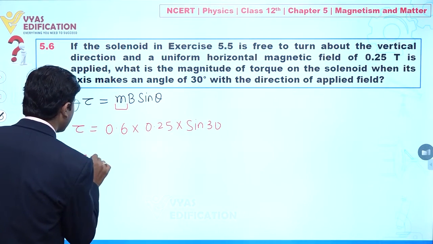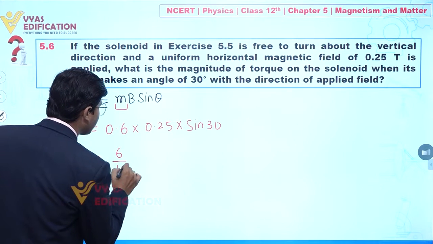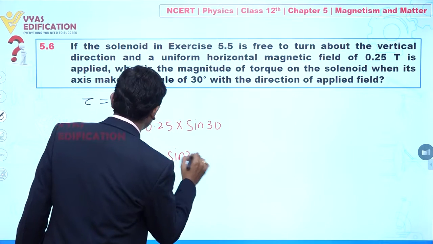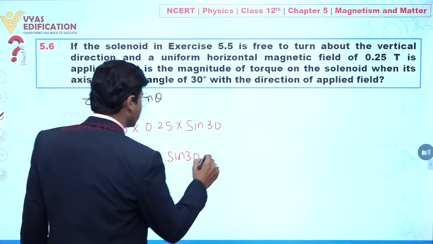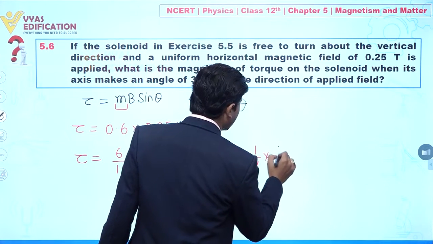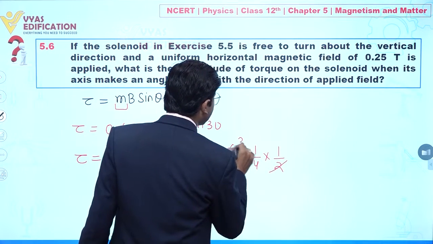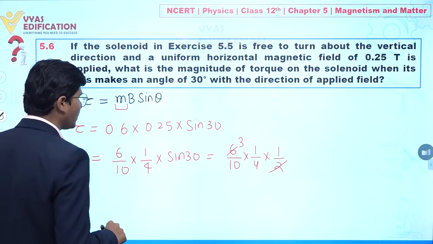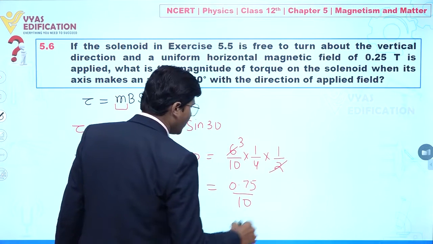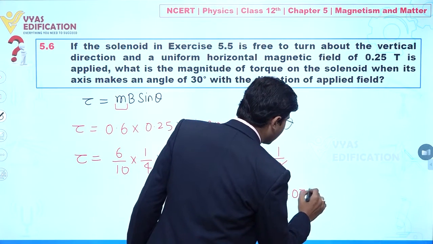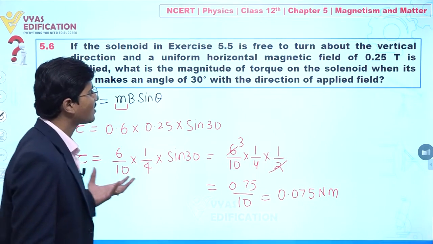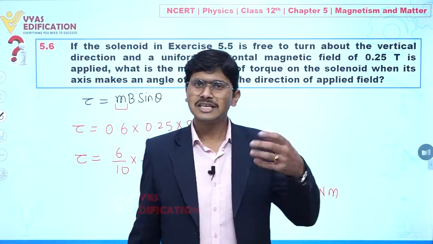Clear? So from here we can write this as 6 by 10 multiplied by 1 by 4 into sine of 30. Clear? From here we can write 6 by 10 multiplied by 1 by 4 into 1 by 2. Clear? We can say this gives us 3. Clear? So from here this is 0.75 divided by 10, which is 0.075 Newton meter. Clear? So like this you can calculate the total torque acting on that solenoid.